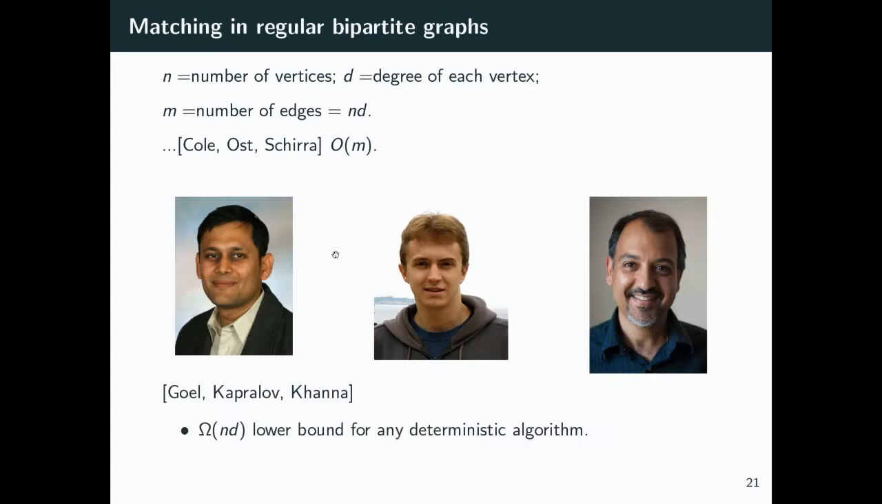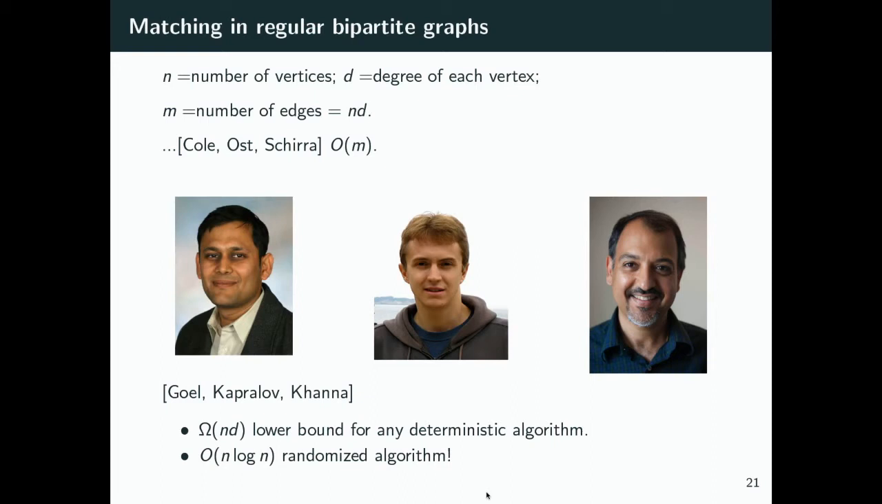So what I want to tell you about is a relatively recent paper by Goel, Kapralov, and Khanna. And in their paper, they prove that you can't do any better than this if you're going to use a deterministic algorithm. But they were able to come up with a sublinear randomized algorithm. Of course, this is sublinear if the degree is large, larger than log n. And I'm going to try to explain this result to you because I think it's super cool and pretty, and can be more or less explained relatively quickly, I hope.